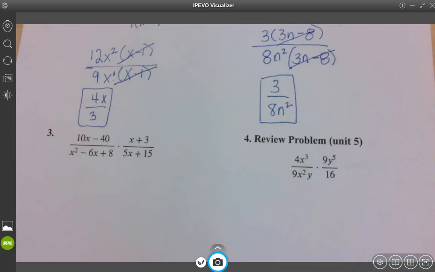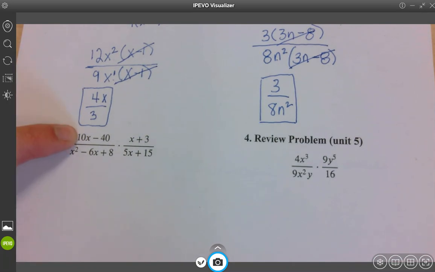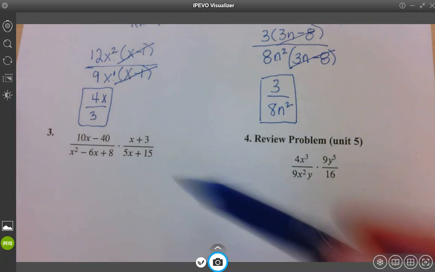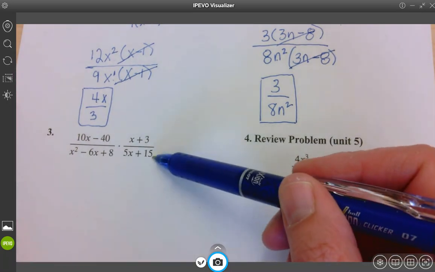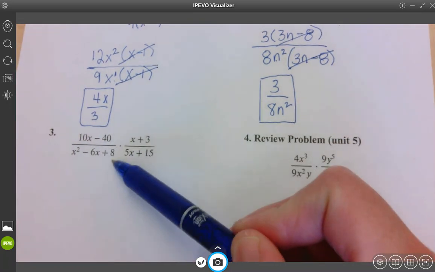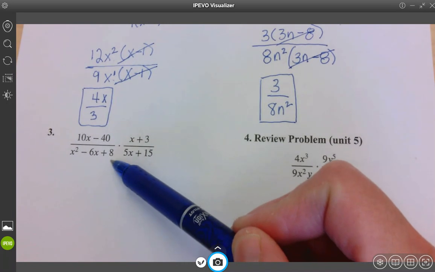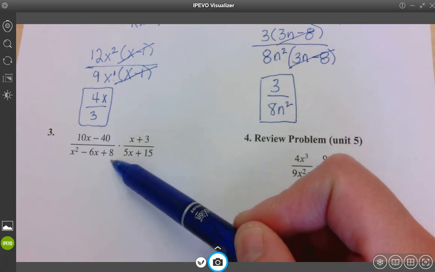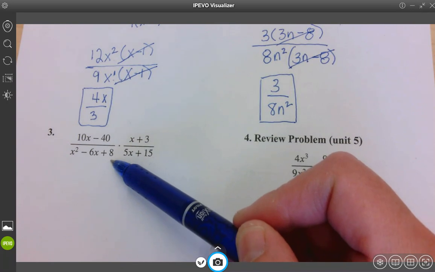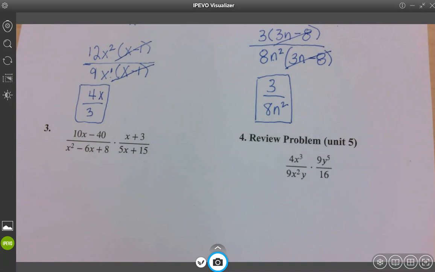Okay, so you should be able to see that you can factor out a common factor in the numerator and in this denominator. And then look at this denominator here. So trinomial like in your warm-up. Take a moment and see if you can factor these numerators and denominators.